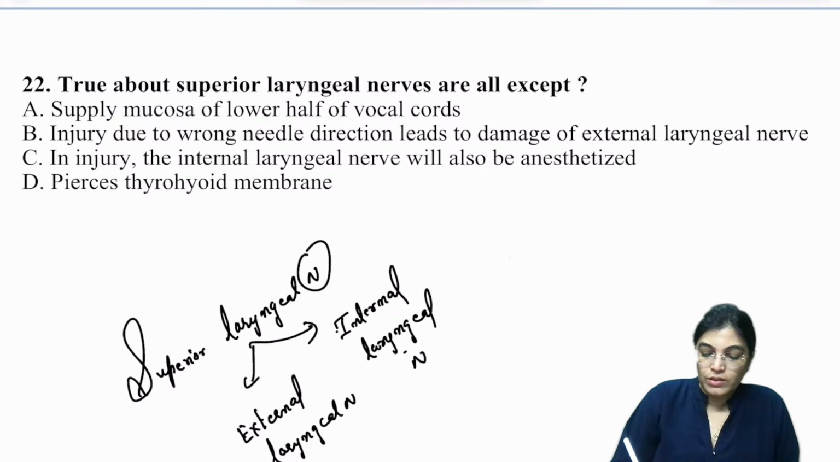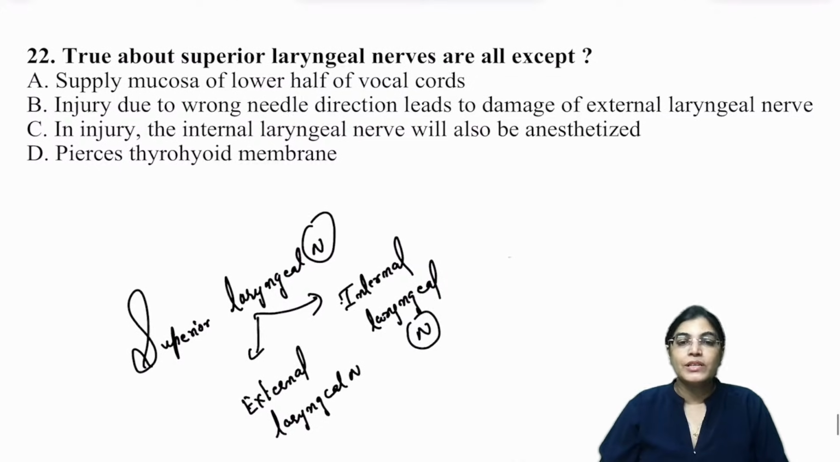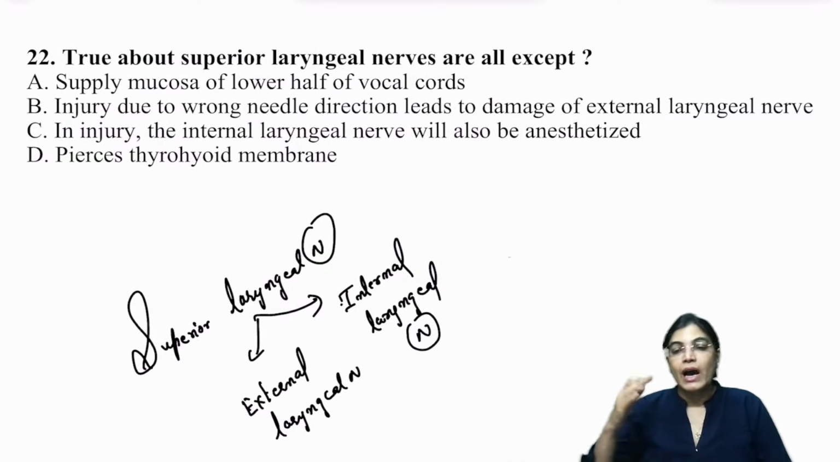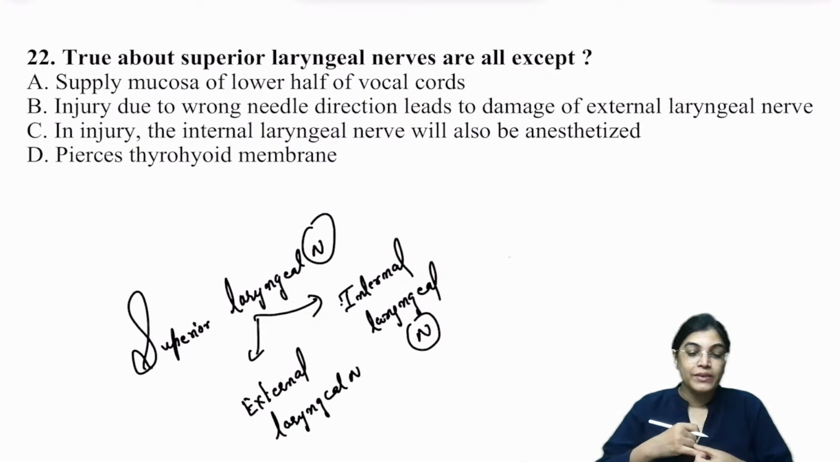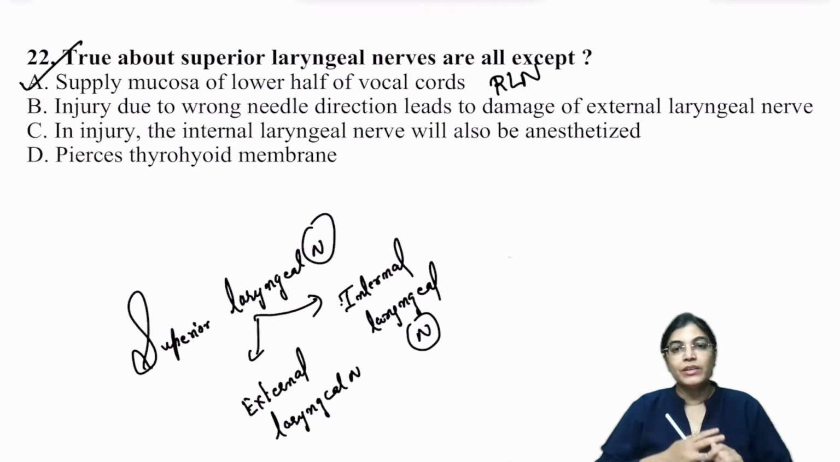If I talk about the internal laryngeal nerve, it is giving innervation to the upper part of the laryngeal cavity. The lower half of the vocal cords is getting innervation from the recurrent laryngeal nerve. So this is the wrong statement and the right answer.